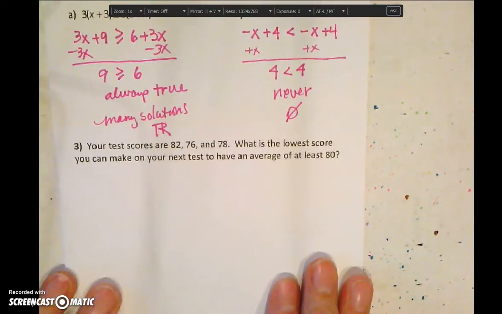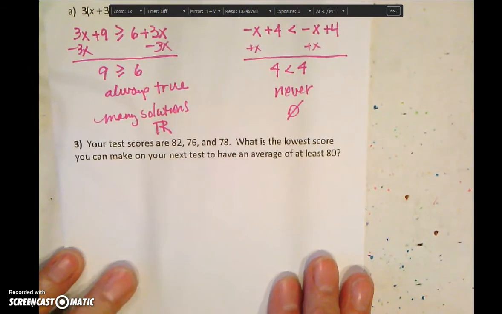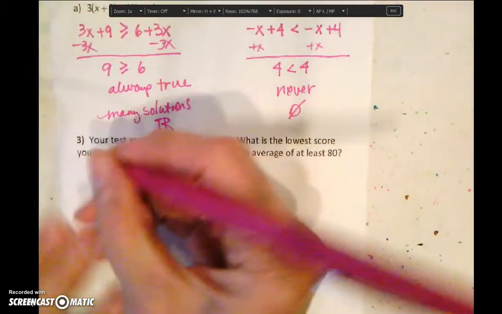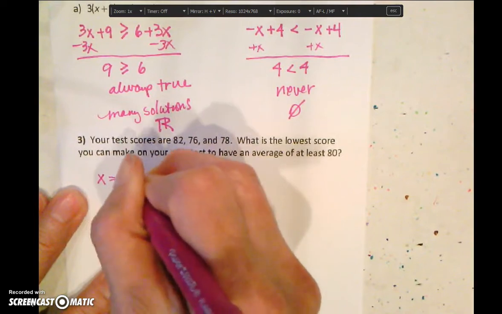Example 3 is a word problem. Your test scores are 82, 76, and 78. What is the lowest score you can make on your next test to have an average of at least 80? So we'll let x be equal to the grade on the next test.